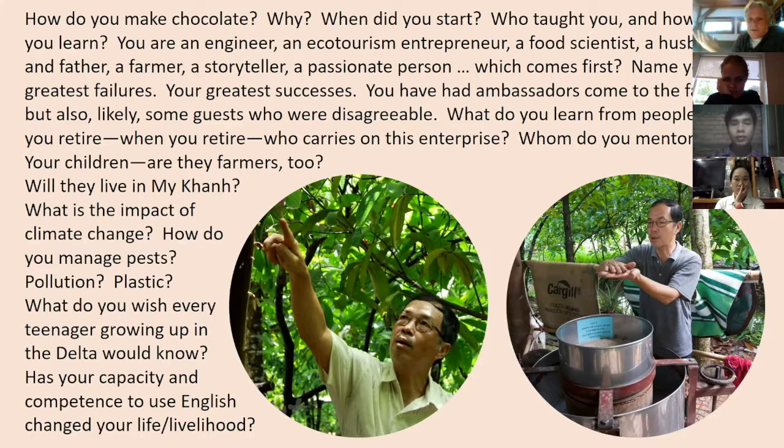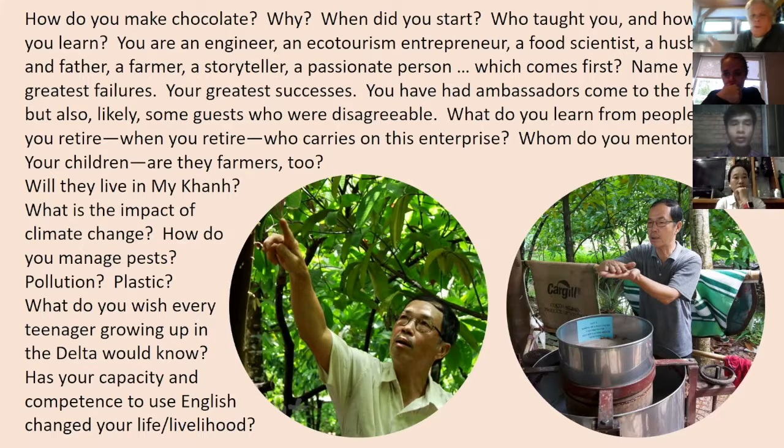And learn from it. And what have been your greatest successes? And he's got pictures on his iPhone that have ambassadors from Belgium and Sweden there on the farm. But, you know, he's probably also had some guests, some ecotourists come to the farm who were less agreeable. And the question to him might be, how do you learn from all of these different kinds of people?